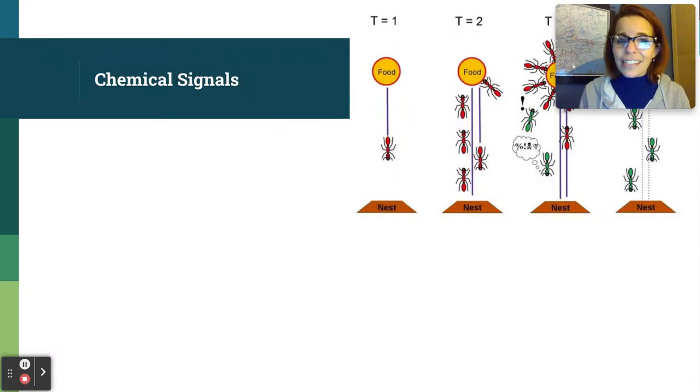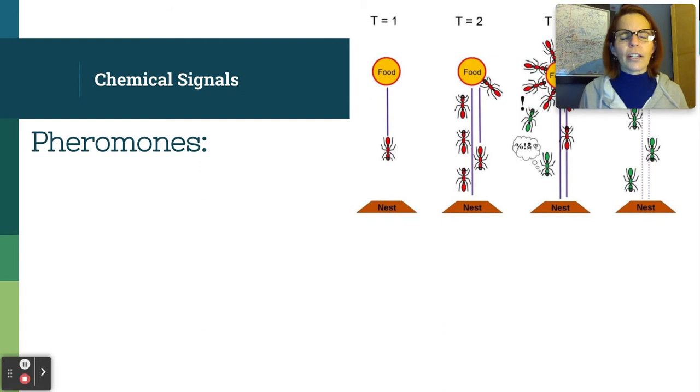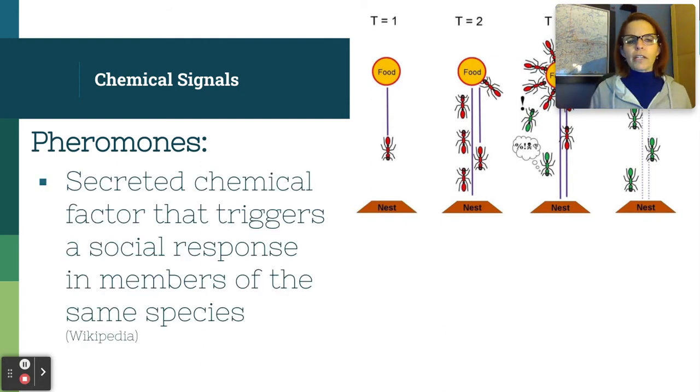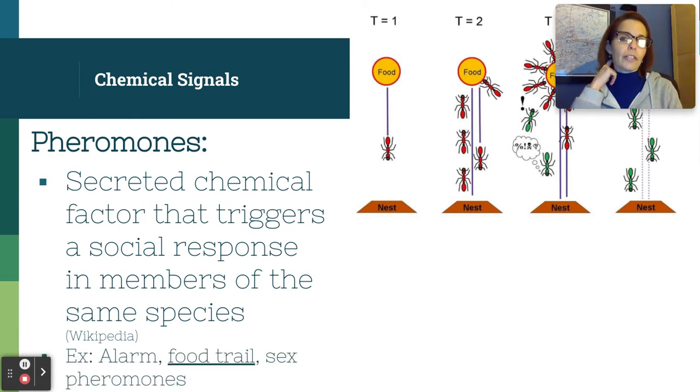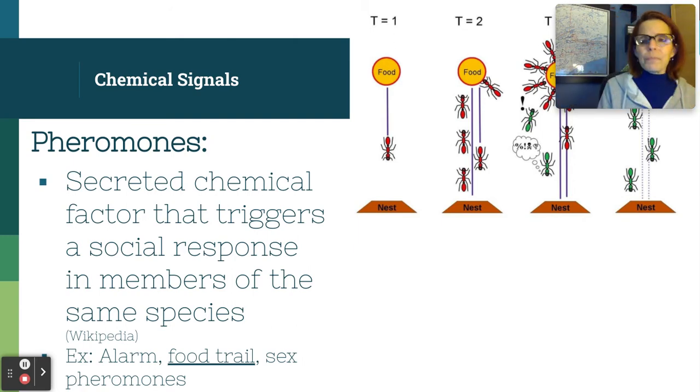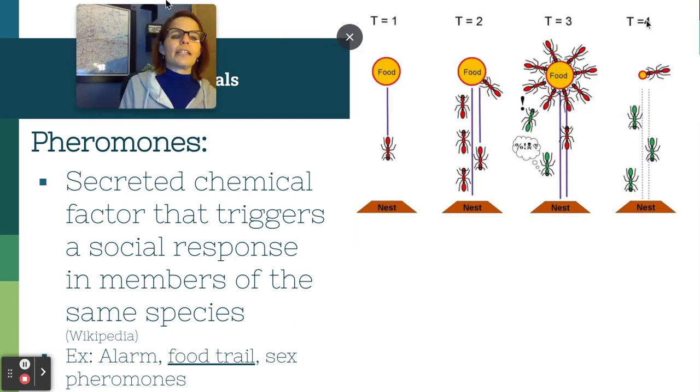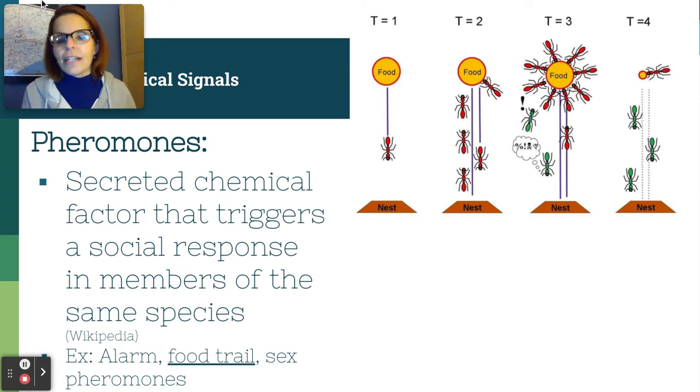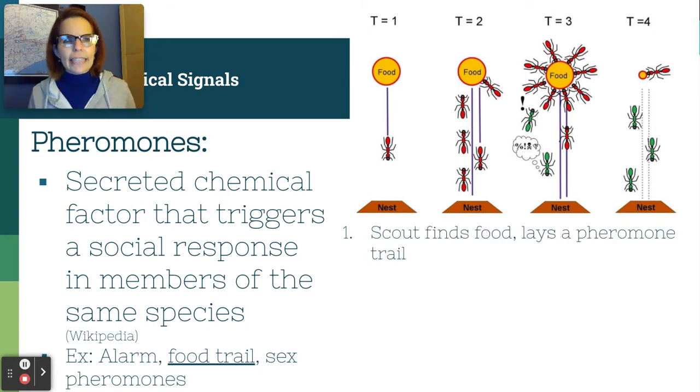All right, another example of chemical signals, or a continuation actually, is the idea of pheromones. What are pheromones? Pheromones are a secreted chemical factor that triggers a social response in members of the same species. It could trigger alarm, like we saw in the minnows. It could trigger a food trail where others start to follow the food trail. I'll explain that. That's what the diagram is. There are even sex pheromones that attract members of the opposite sex. So let's take a look at what the ants are laying down with their pheromones.